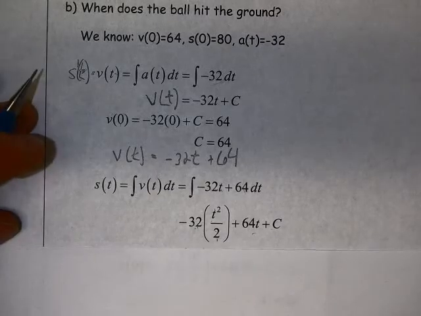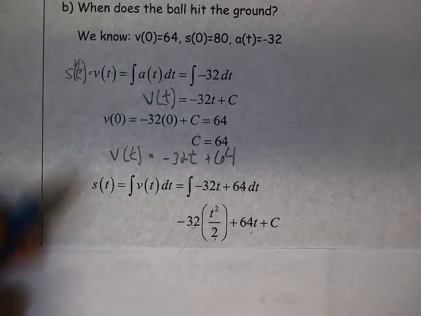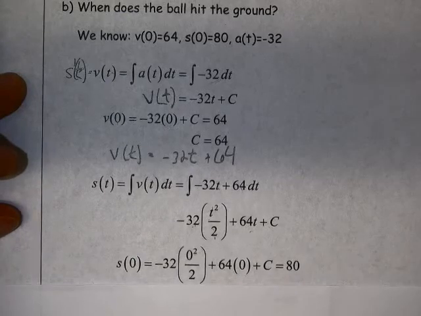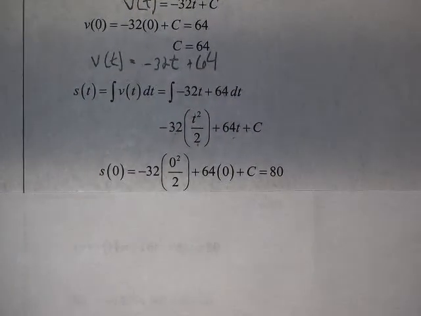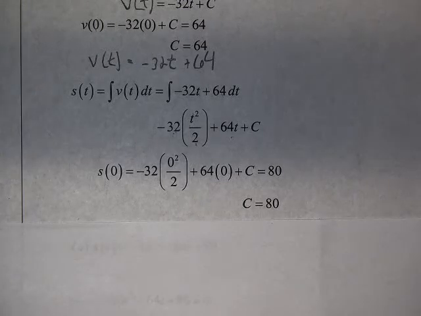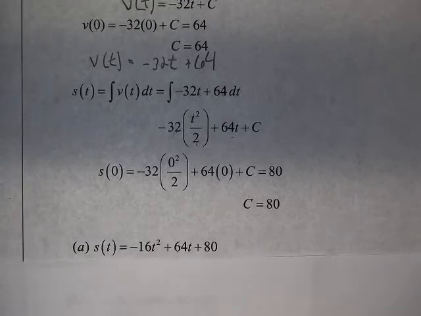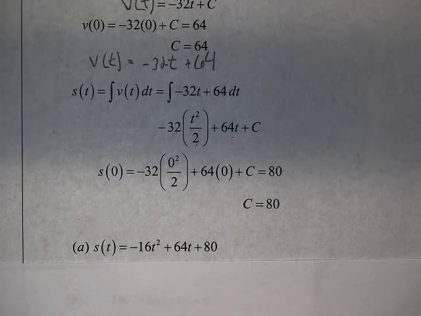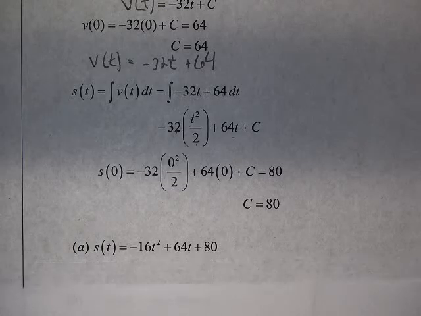And again, I know that the initial position was 80, so I plug in t equals 0, set that equal to 80, and solve for c. So I get c equals 80, and therefore the answer, the position function, using integration, looks like this. The position is negative 16t squared plus 64t plus 80.